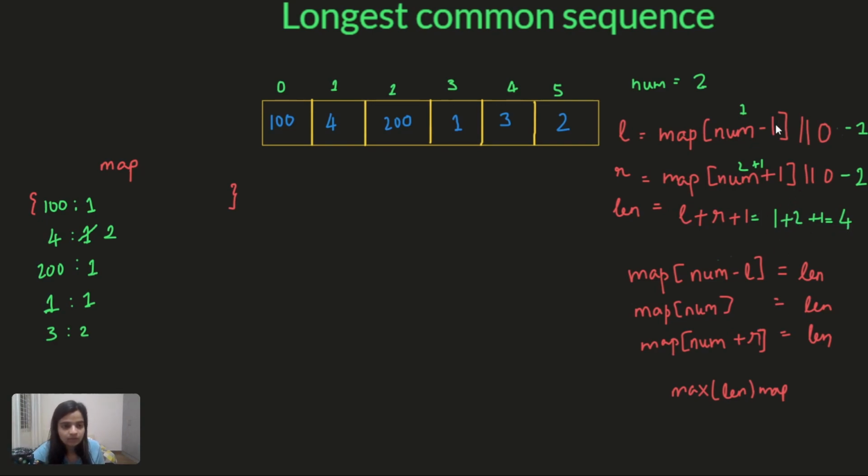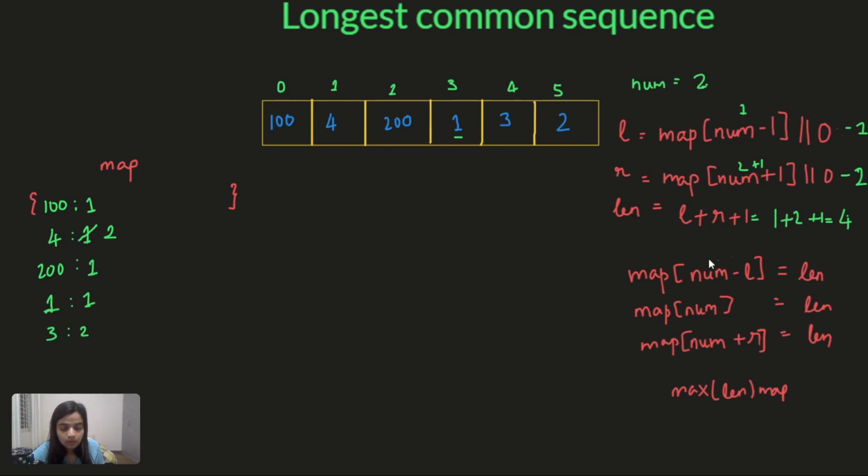Okay. If you can see, 2 has one value before it, which is 1. So the left value becomes 1. And 2 has two values which are above it in sequence, which is 3 and 4. Hence the right value becomes 2. And the len becomes 4 now totally.